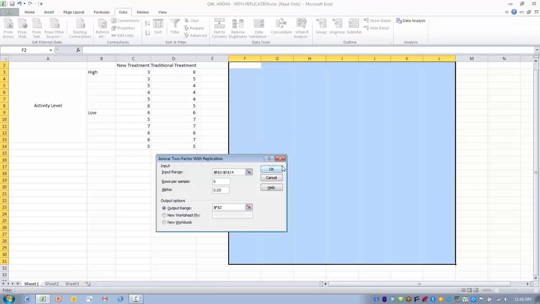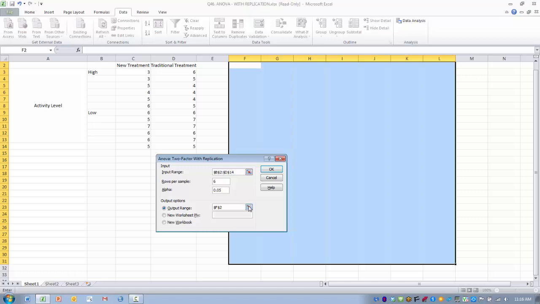And we click the Ref Edit button. And then we need to then tell Excel how many rows are in each sample. So in this case, we have 6 rows in each sample for a total of 12 rows. So we've got 6 rows per sample. We're going to test the hypothesis that there is no effect of activity level or treatment on depression level at the p less than 0.05 level. So we want to make sure that's indicated.